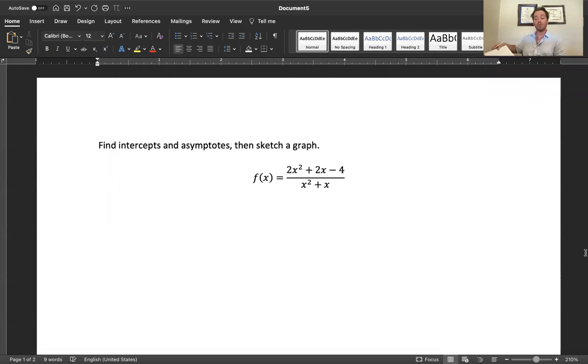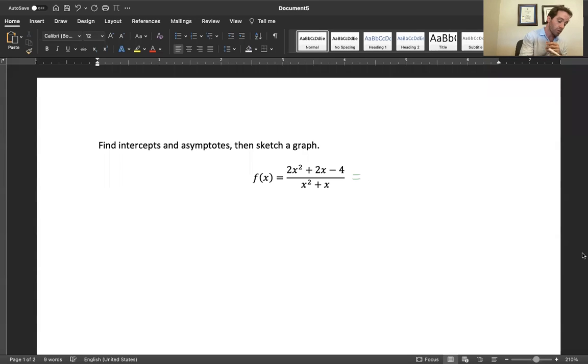Okay, so we are going to find some intercepts and asymptotes and sketch the graph of this rational function. As you probably know by now, the first step to do here is to factor, because only when you factor can you tell what factors the top and the bottom have in common and which ones they do not have in common. That allows you to see where there's going to be a vertical asymptote versus where there's going to be a hole. So let's get started.